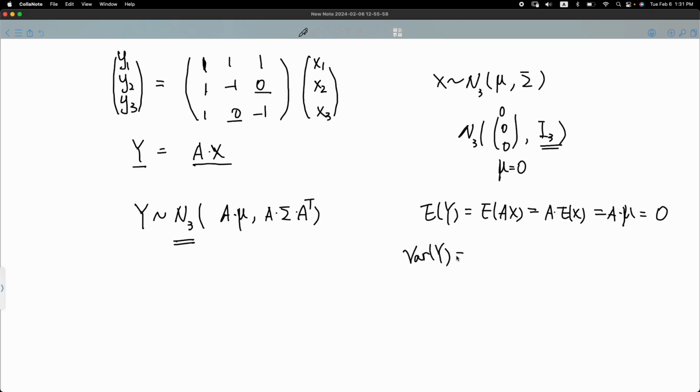Variance of y is A variance of x A transpose, and this is identity, so you only have A A transpose. So this should also be a 3x3, and this is a 3x3. This is a 3x1. So you just need to calculate your A A transpose here.